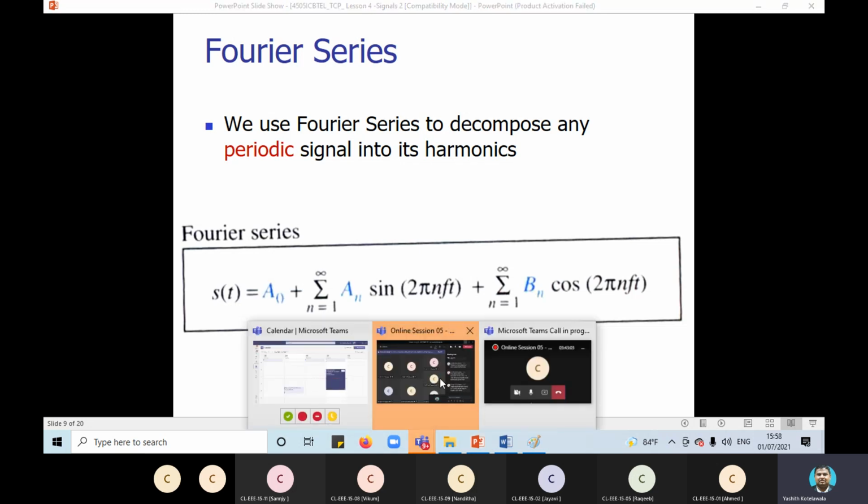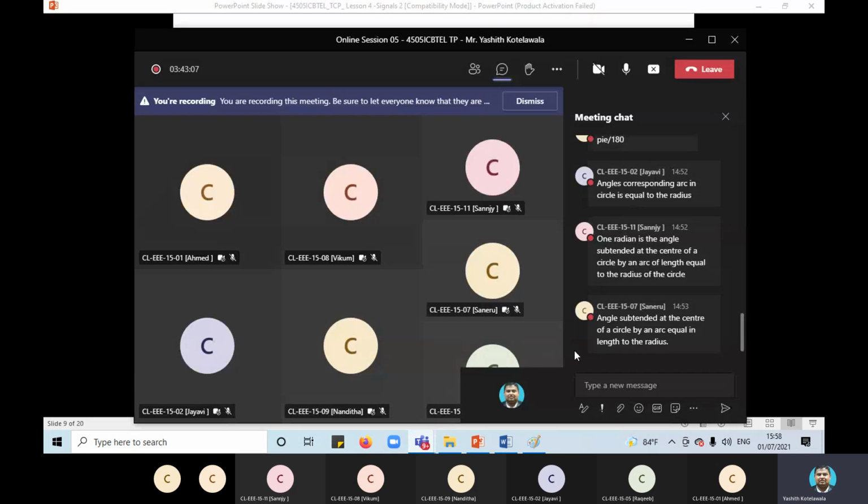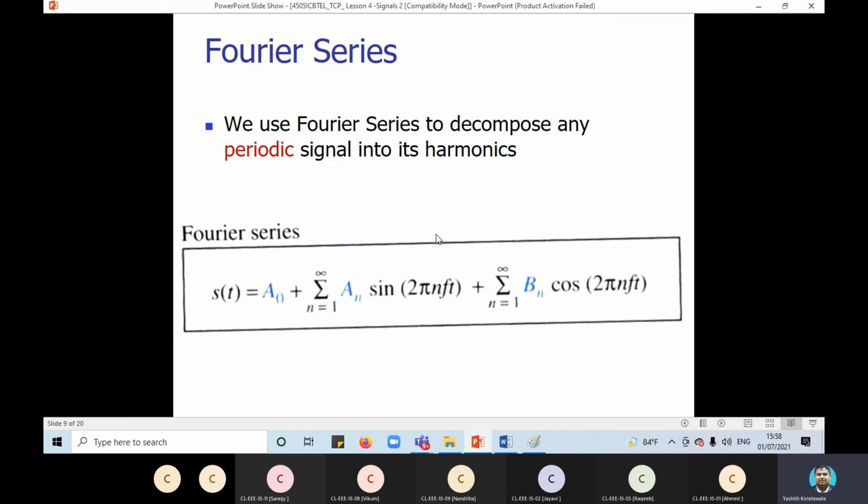Just to check whether you are all in line with my explanation. What is A0? What is A0? At least type, this is important, or you are going to struggle in the other module.